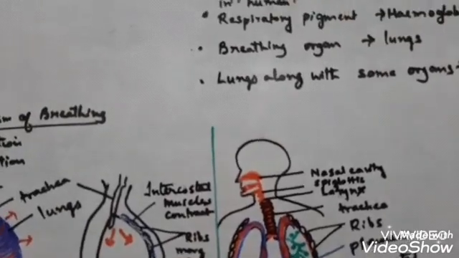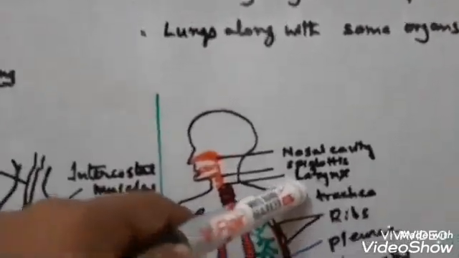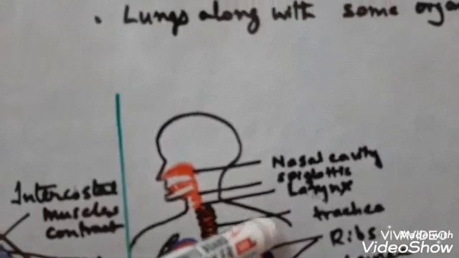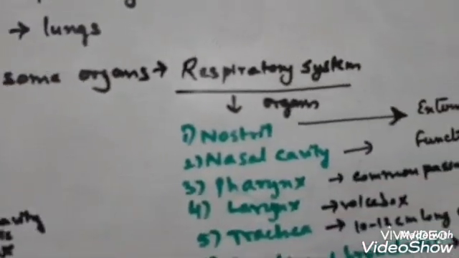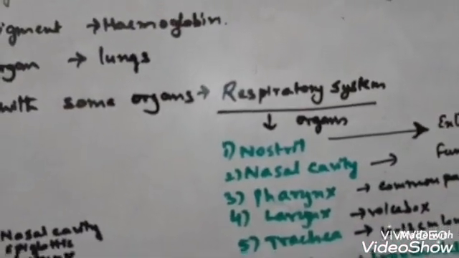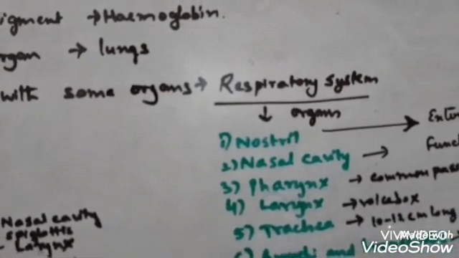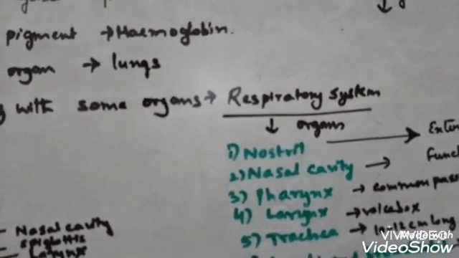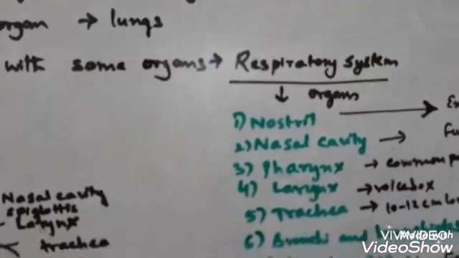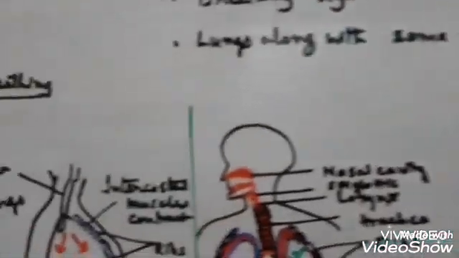Okay, next comes the voice box, that is the larynx. Larynx, you can see here. So pharynx, larynx. Now what is the function of the larynx? The larynx is the voice box, clear? Now the pharynx opens into an anterior wider part called the larynx, through the glottis. Next comes the trachea, which is also known as the windpipe.